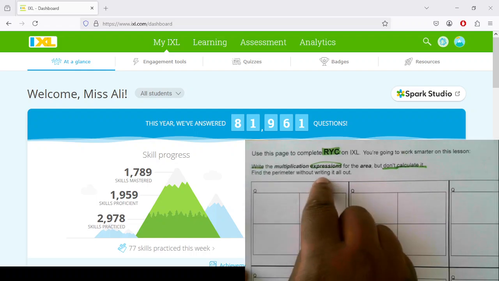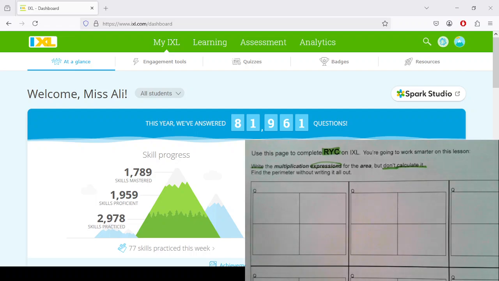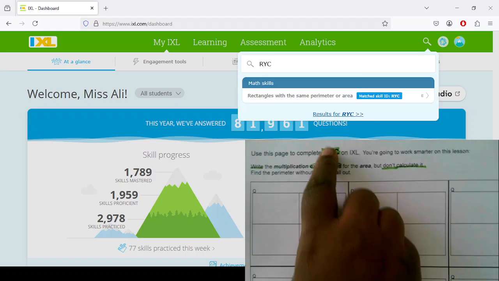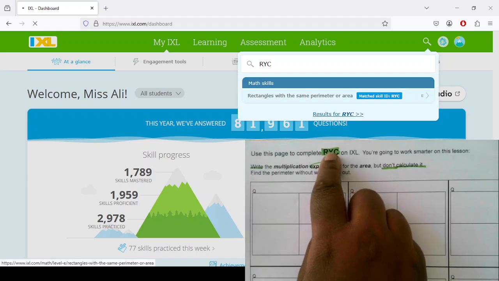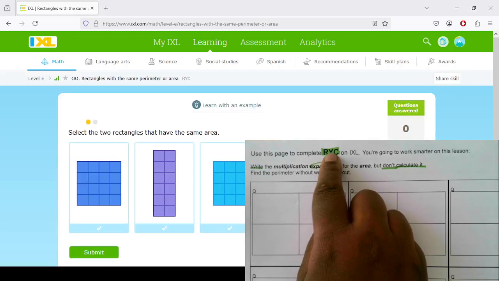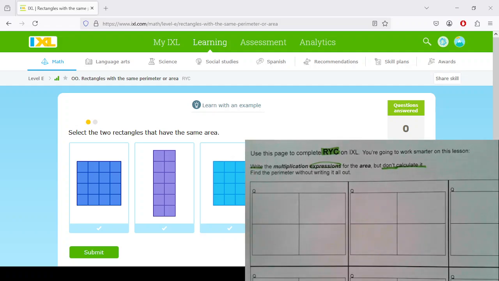Find the perimeter without writing it all out. That means by adding up in my head and maybe with my fingers if I'm struggling. RYC. I'm going to type in that lesson code and select it. So select the two rectangles that have the same area.